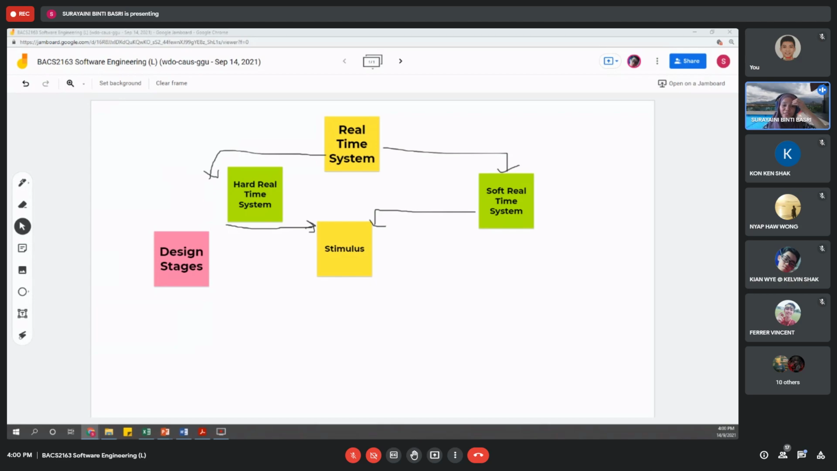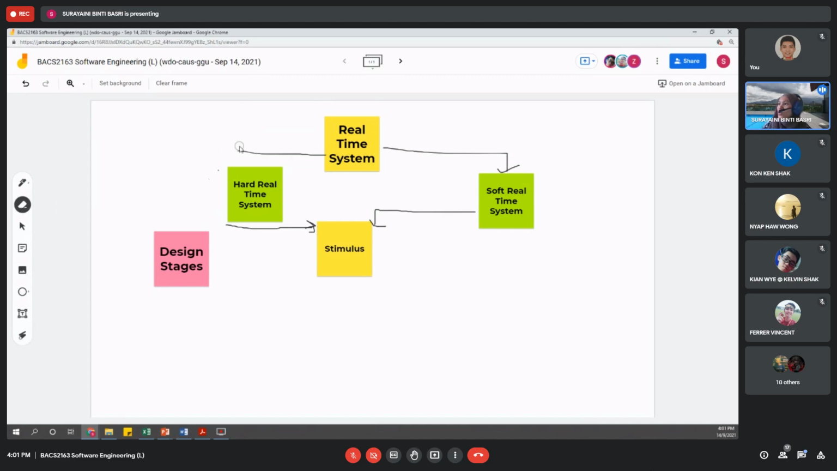Okay, so guys and girls, I'm trying to do the summary for the real-time system just now. You all can see this Jamboard, right? I want you all to participate in this Jamboard. The link is in our chat already. What I want you all to do is... this one is the eraser.